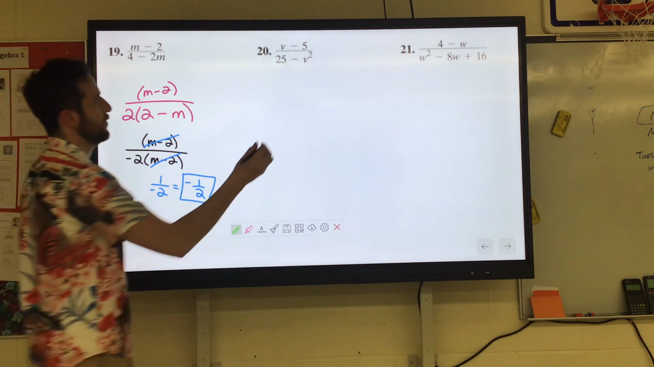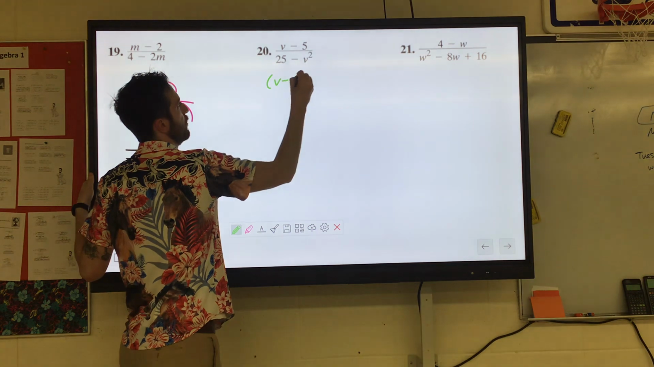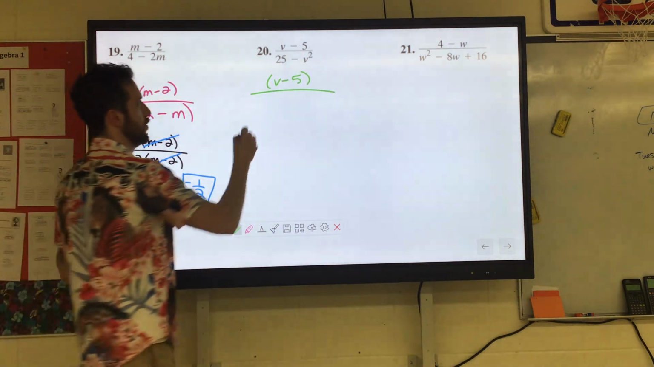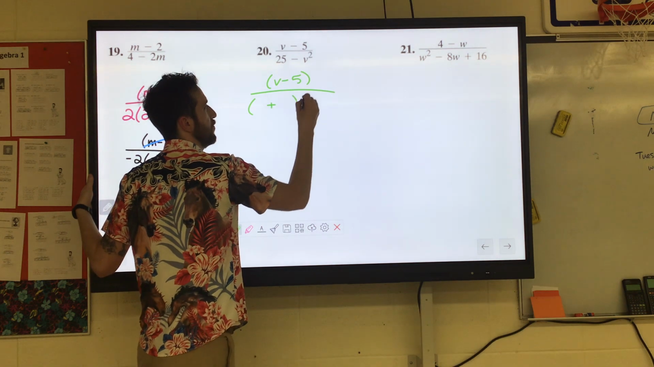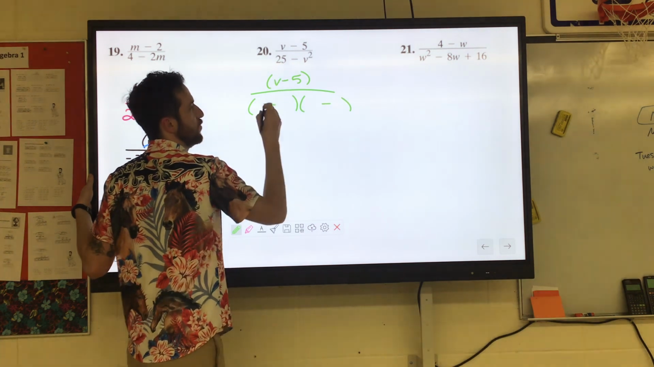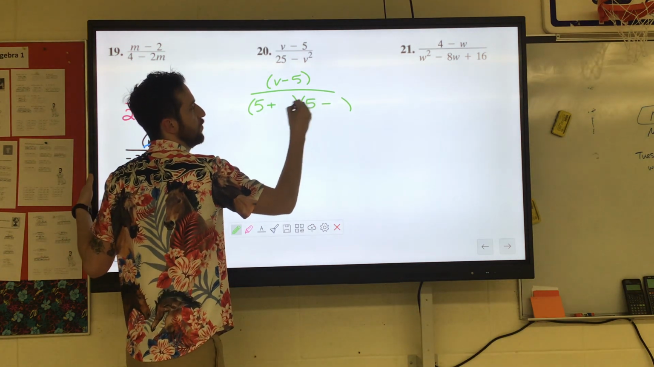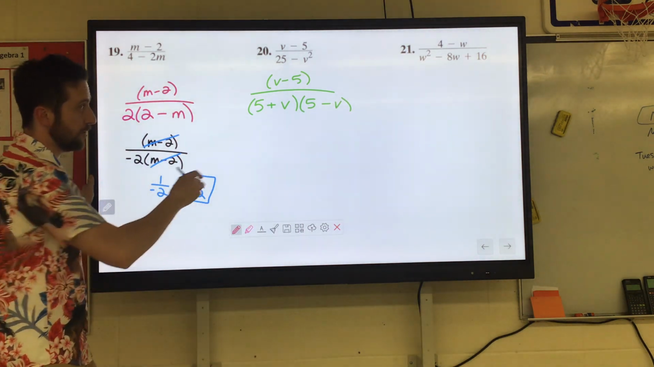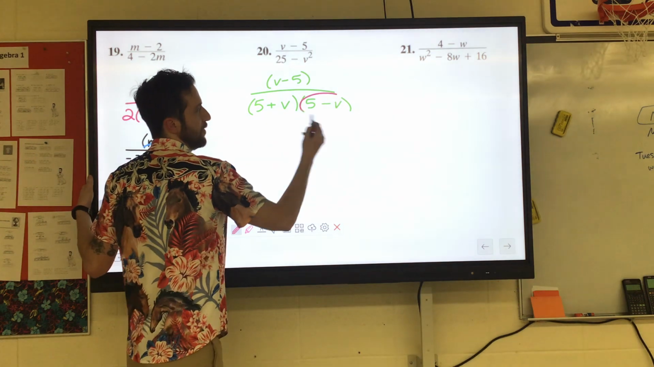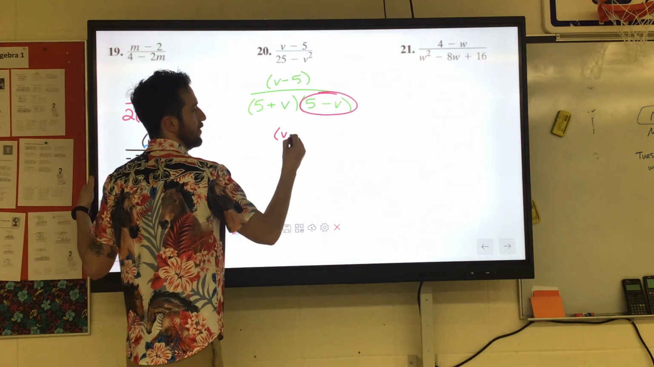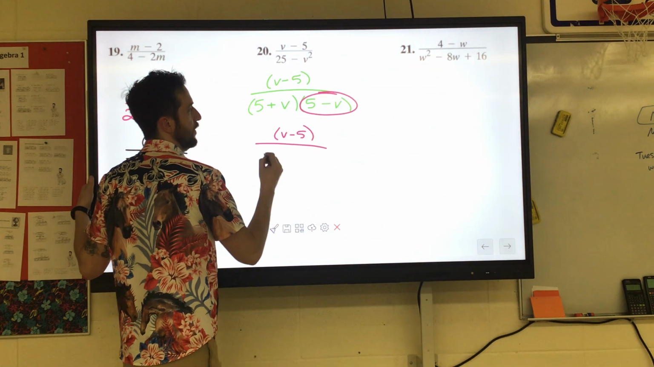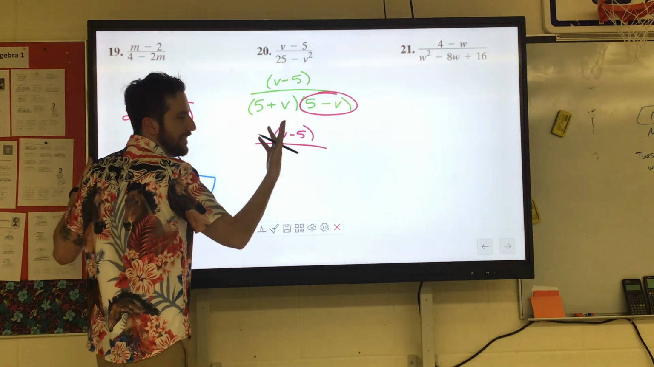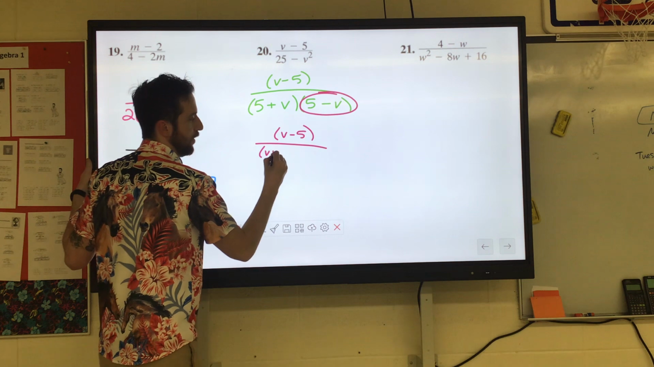V minus 5, nothing to do. Denominator, difference of squares. I can square root both of them, so I'm going to do that. I'll put one with a plus, one with a minus. Square root of 25 is 5. Square root of v squared is v. I am going to need to flip the order for this 5 minus v to cancel it out with the v minus 5. You could just flip addition if you want. So 5 plus v, leave it if you want, or make it v plus 5.